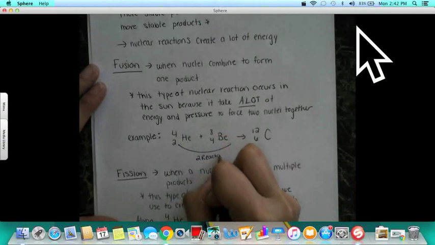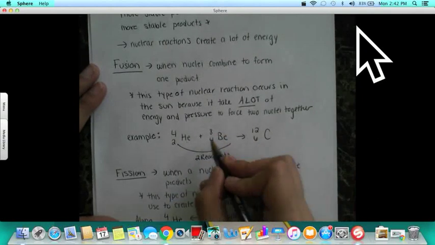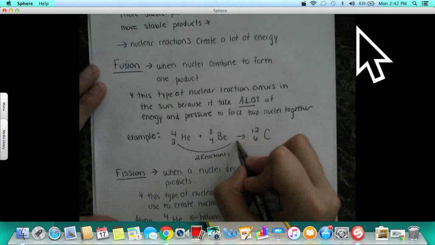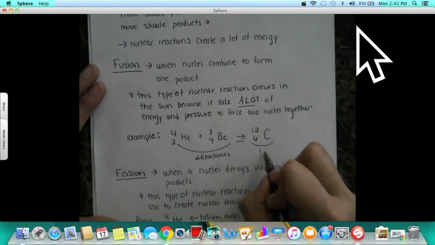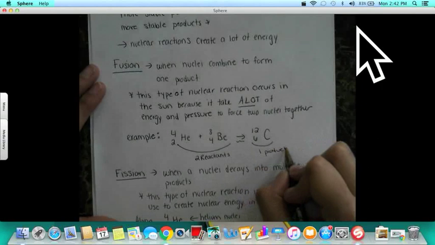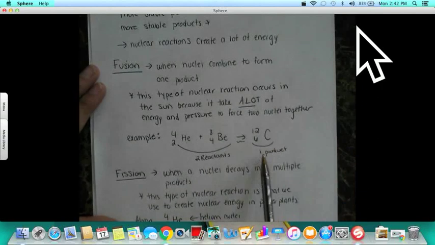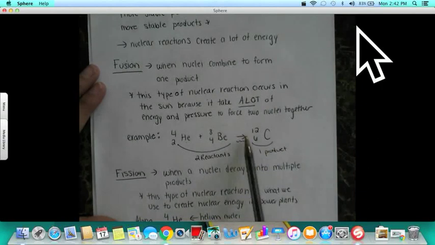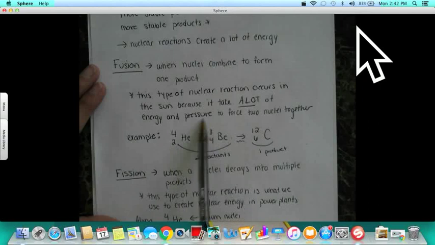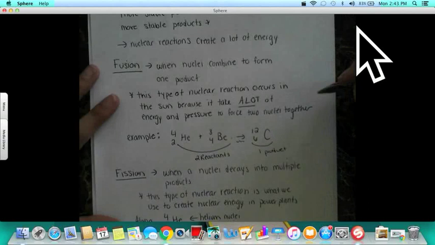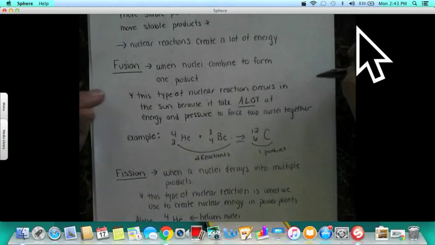Now, reactants are going to be those things that are to the left of our reaction arrow, okay? And we only have one product. And again, products are going to be those things that are to the right of the reaction arrow. So we can identify something as fusion if we have multiple reactants and it's coming together to form just one product.